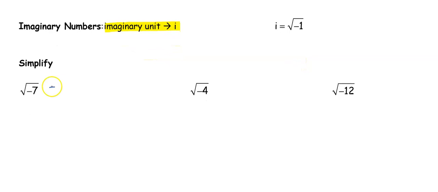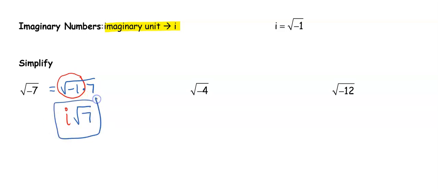So if I want to change this, just so you can see where it comes from, if I change this to a negative 1 times 7, the square root of a negative 1 becomes an i on the outside, and the 7 stays on the inside. So this is i root 7. All of the rules of radicals that you know are still going to carry over. The only difference is if there's a negative on the inside, you change it to become an i on the outside.